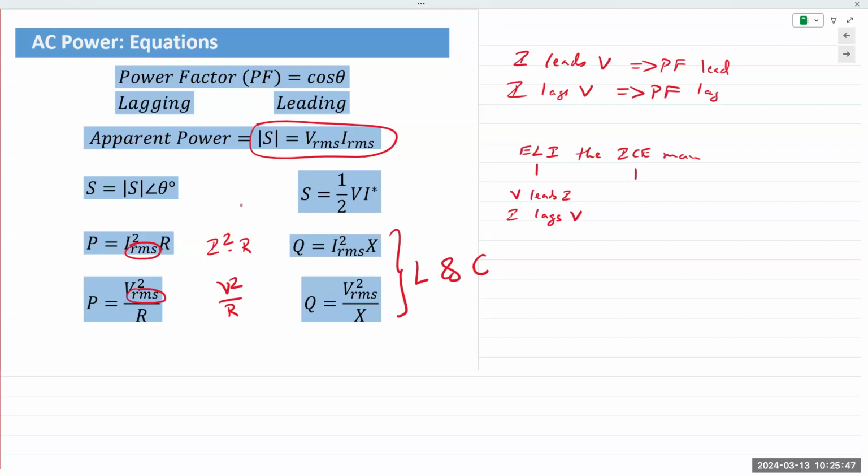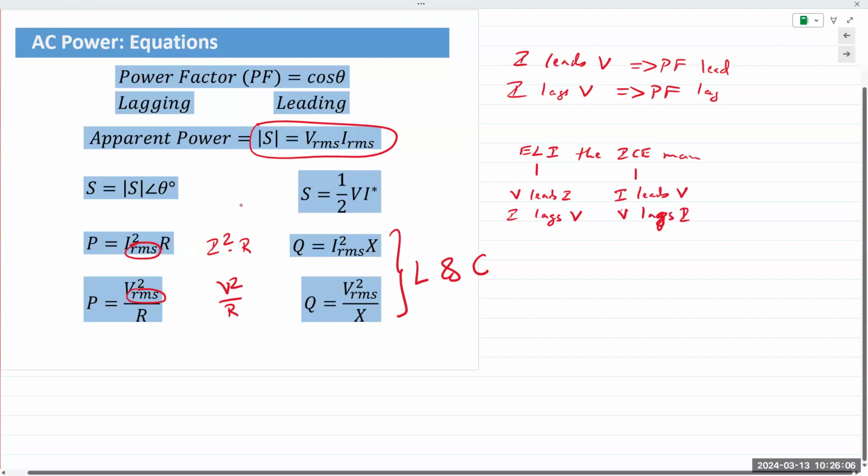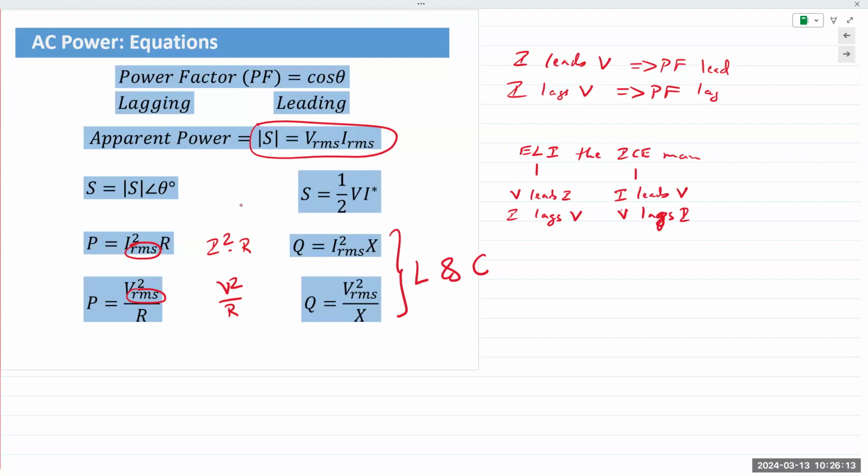For a capacitor, current leads voltage, or actually you can write V lags current. For power factor, we are just interested in the description of the current with reference to the voltage. Meaning, if current leads, then the power factor is leading. If current lags, then the power factor is lagging.